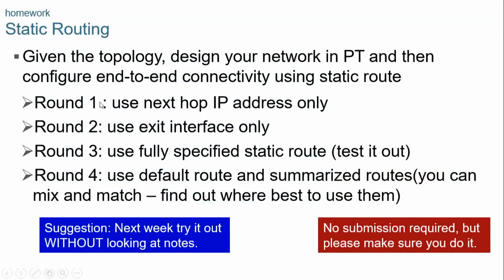Round one on the topology, just use next hop IP address only. Round two, just use exit interface only. Round three, use a fully specified static route. Round four, use default route and summarized route, so you can mix and match to find the best way to do it. The goal here is to reduce the size of the routing table. Same topology, but you do it in different ways. So there are 4 ways of doing it. Now, you don't have to submit it, but I would really, really encourage you to do it. It will give you a different feel about how things are.